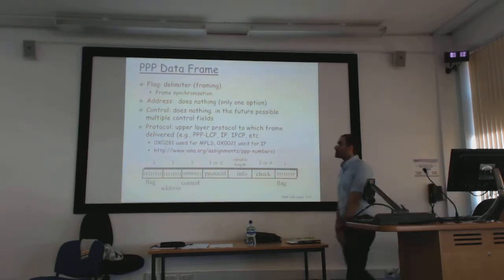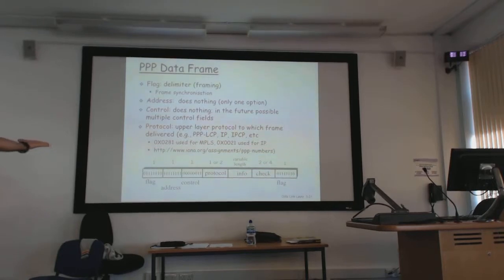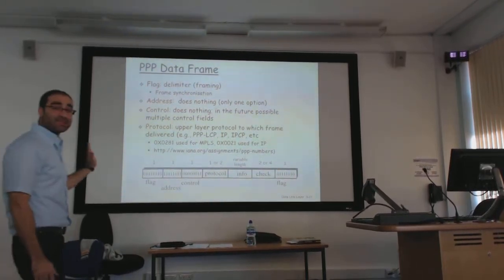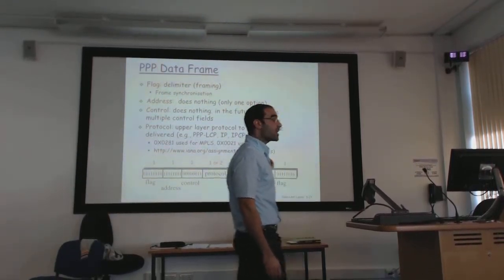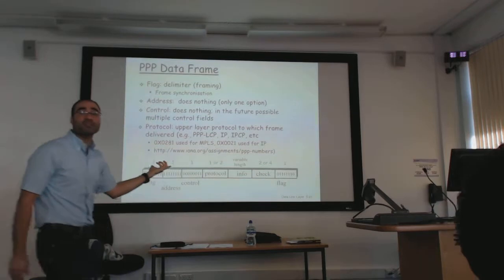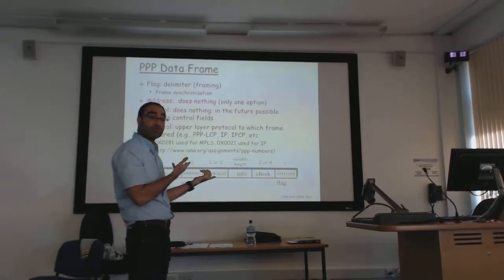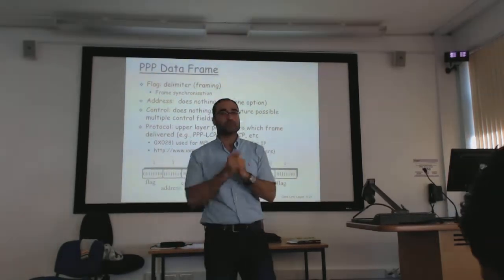Let's look at the data frame. How does it look? If you look at the end, this is how an actual point-to-point protocol frame looks. You have a flag, address, control, the type of protocol coming from the higher layers, the information where you have the data, i.e. the payload, which is your datagram coming from above, and then you have a check, and finally you have the flag.